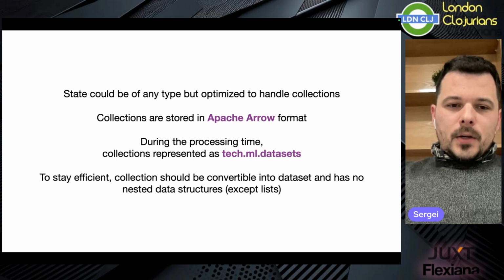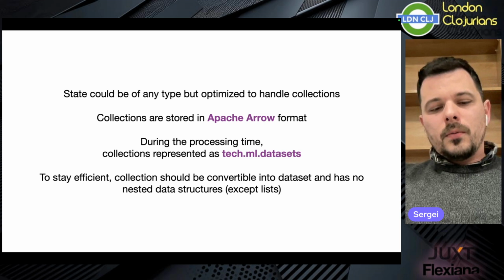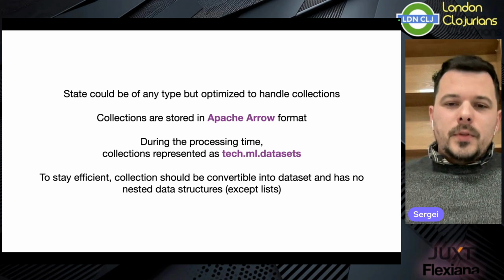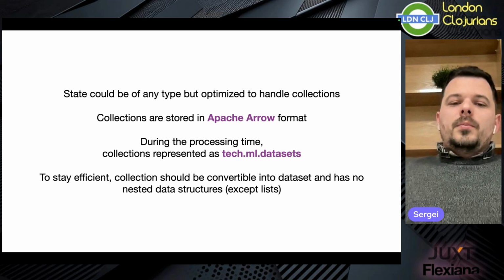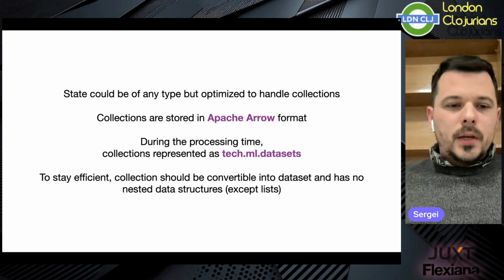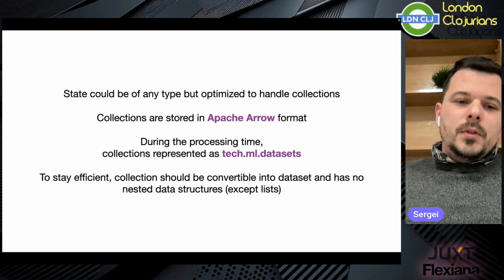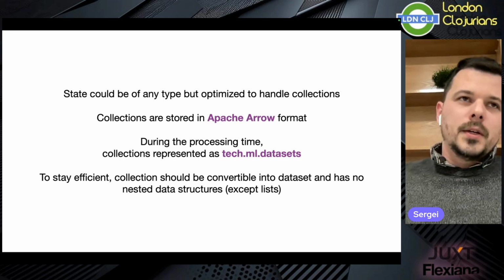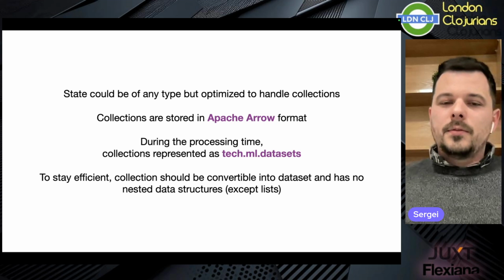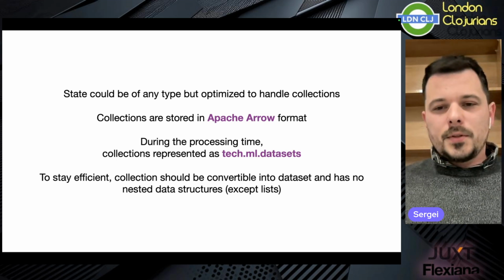And right now, you cannot store nested data structures as an Apache Arrow format. This is a limitation of the TechML library, but maybe we will overcome it. Right now, you can just use simple types in your items inside the collection, like strings, numbers, dates, UUIDs, and you can use lists of simple types. So you cannot have many nesting levels of maps, for example.